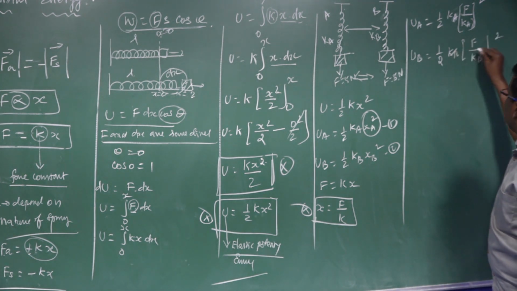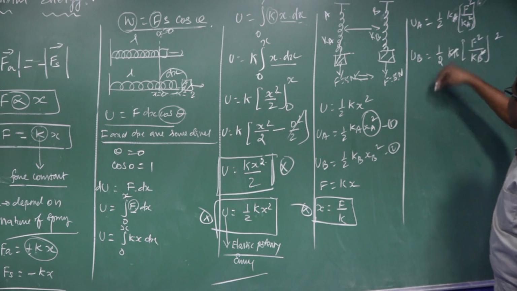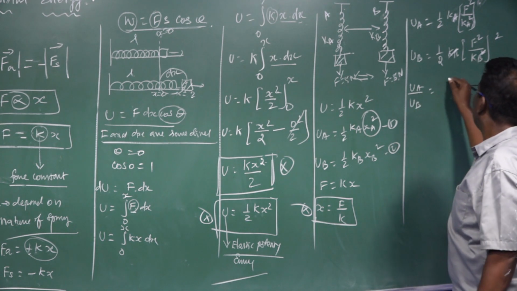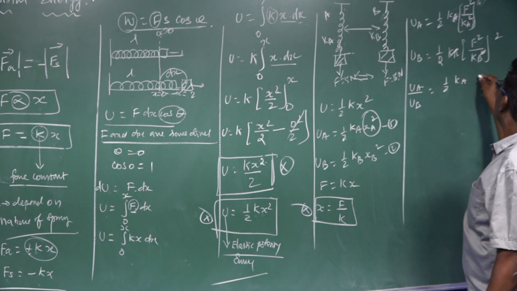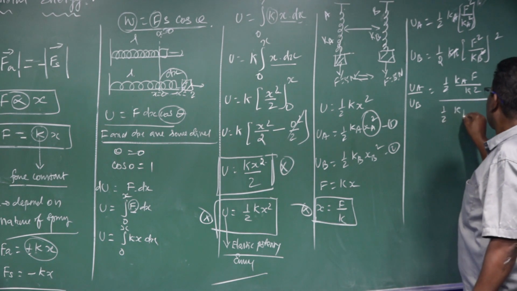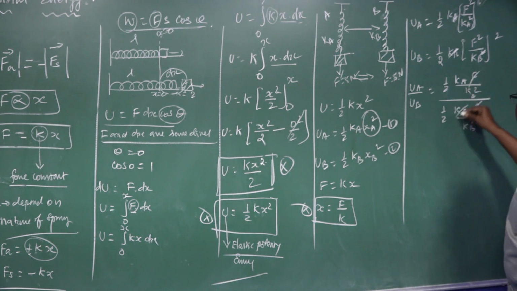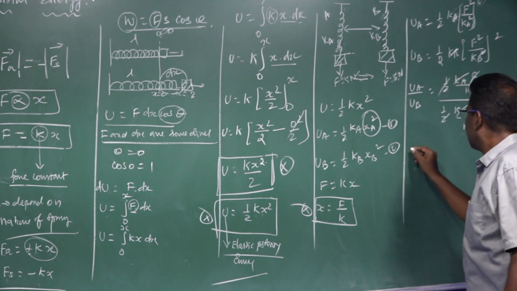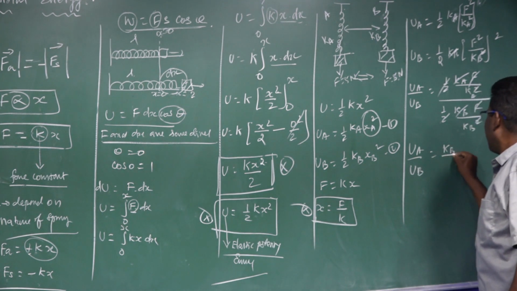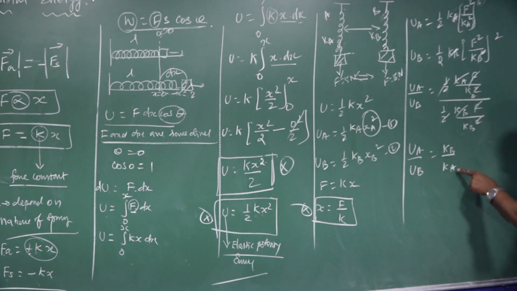Now compare. UA by UB is equal to 1 by 2 KA, F by KA square, divided by 1 by 2 KB, F by KB square. F cancels, the half cancels, and one K cancels. So UA divided by UB is equal to KB by KA.